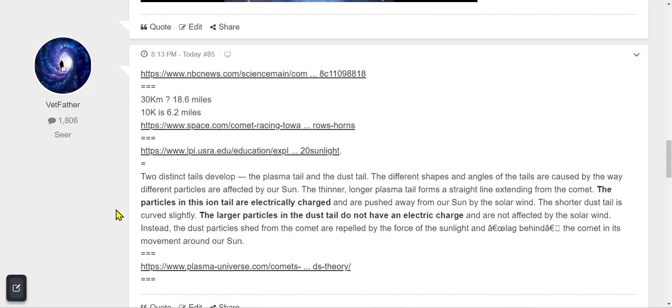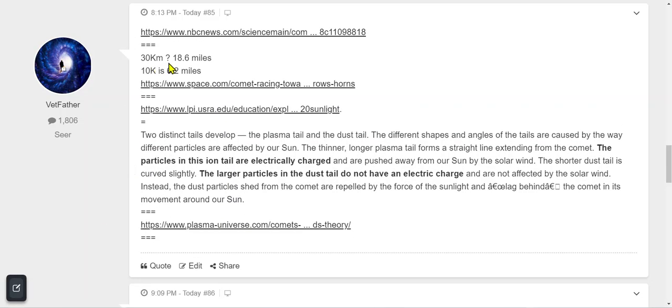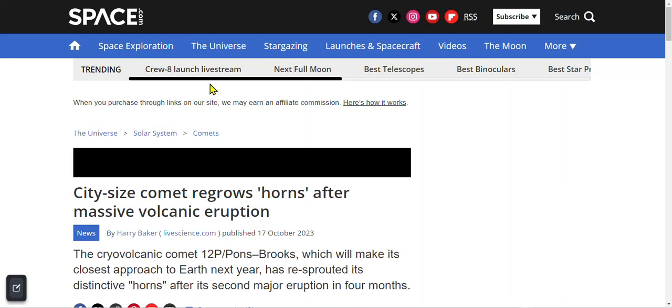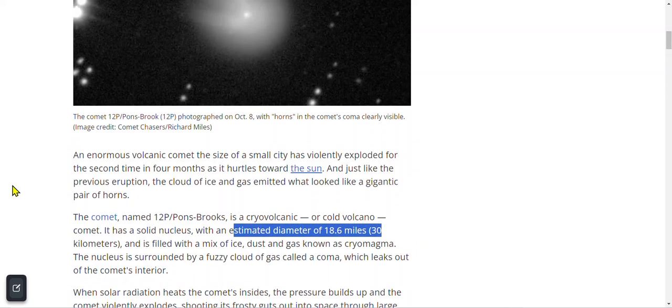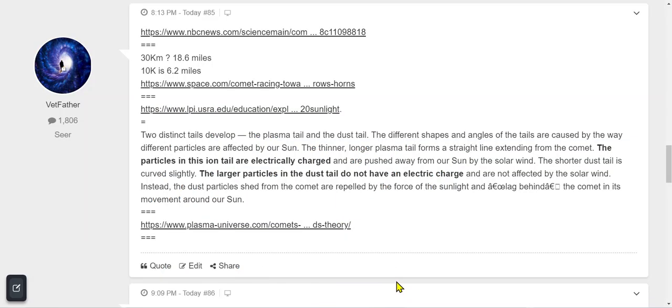So I put this together right here: 30 kilometers, 18.6 miles, and 10 kilometers is 6.2 miles. I said, wait a minute, let me check to see if this is correct. So I checked space.com, and it does confirm right here, 30 kilometers wide, the nucleus. So it's bigger. Okay, what does that mean? It means that it has more charge. The bigger the object, the more negative charge it has.